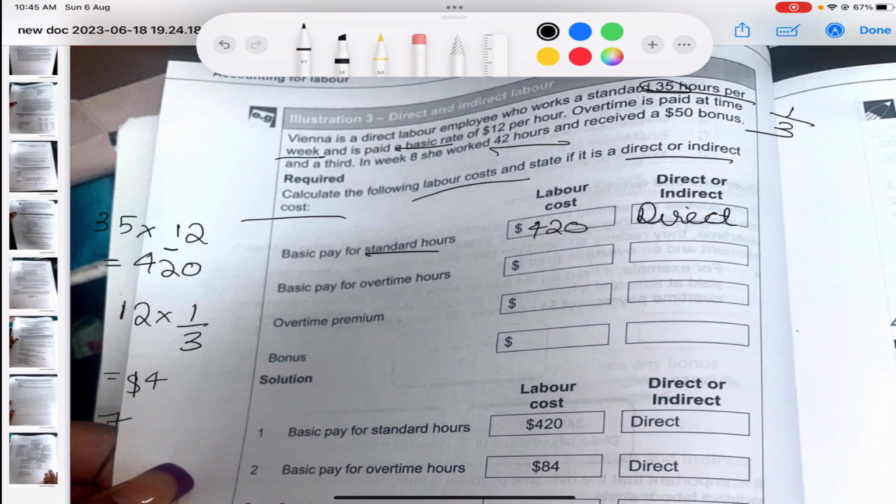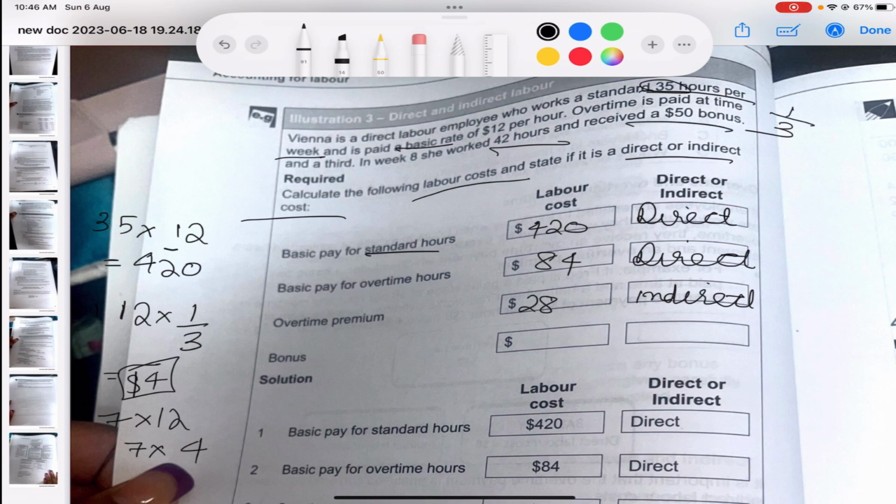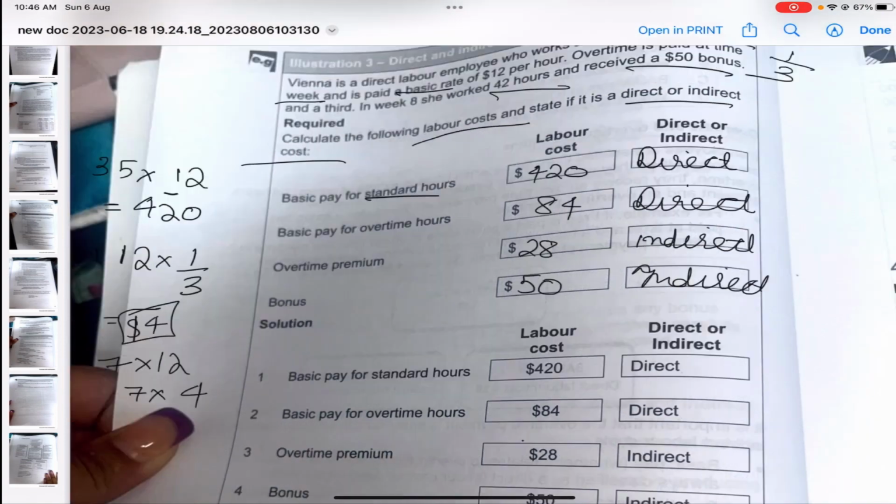So my basic pay would be 7 multiplied by, what is my basic amount? $12 per hour. 7 multiplied by 12 would be 84. So $84 would be my basic pay for overtime hours, and we know that this is direct. We have discussed that. Overtime premium would be 7 hours multiplied by $4, which is 28, and 28 would be overtime premium, so that is indirect. And we have a bonus. She received a bonus of 50, so that is directly given, and bonus is always your indirect cost. I hope you're clear with this.